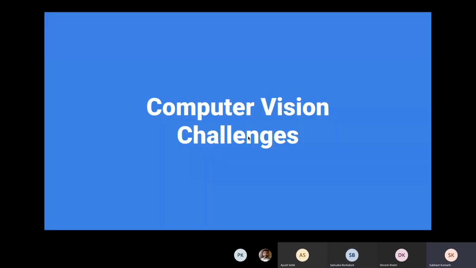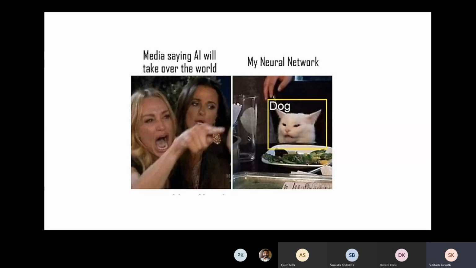And now, what are the challenges? This is one thing which tells about the current scenario of machine learning. In the media, it is very much hyped and shown as if AI is going to take over the world in recent years. But when you look at some applications, from the experience of an ML developer, it is the same as depicted here.